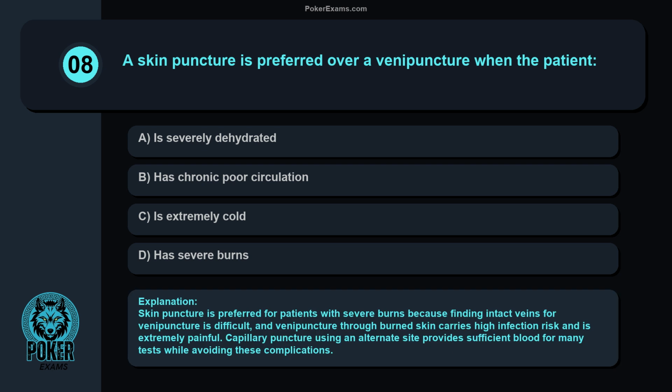Skin puncture is preferred for patients with severe burns because finding intact veins for venipuncture is difficult, and venipuncture through burned skin carries high infection risk and is extremely painful. Capillary puncture using an alternate site provides sufficient blood for many tests while avoiding these complications.